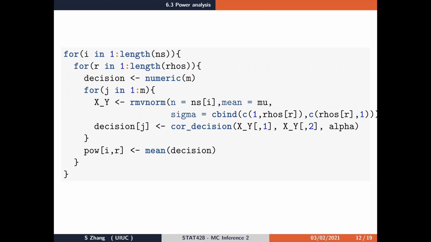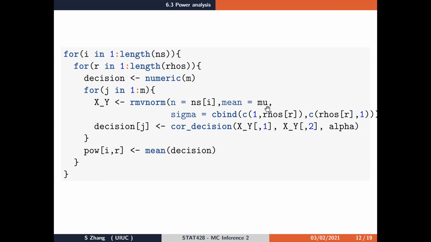So for this set of loops over here, what essentially it does is for each sample size and rho condition, we try to find out what is the decision, which is to reject or retain the null for each of the m replications. So across the 1000 replications, every time we simulate or randomly draw x and y using the rmvnorm function, the sample size will be equal to the ith value of the n vector.